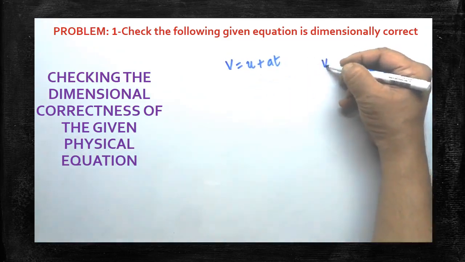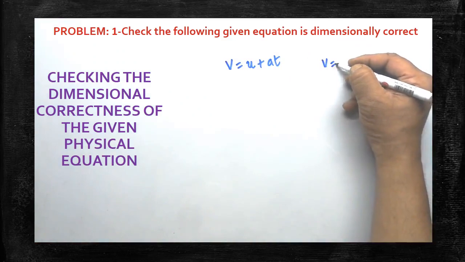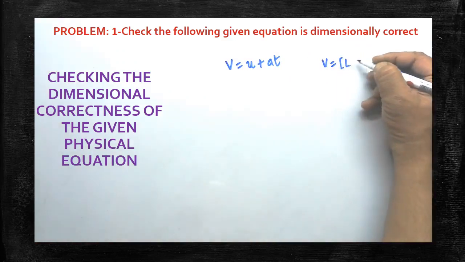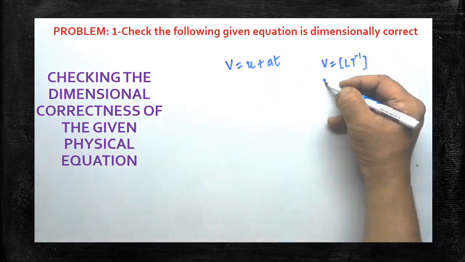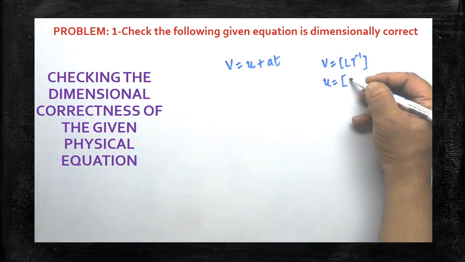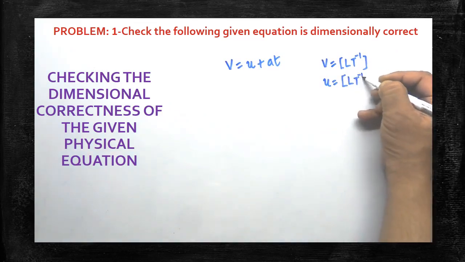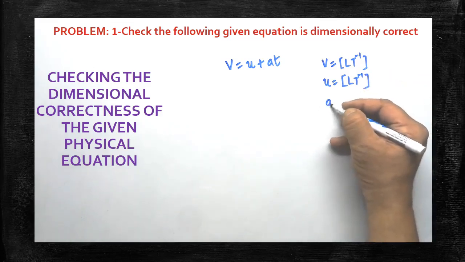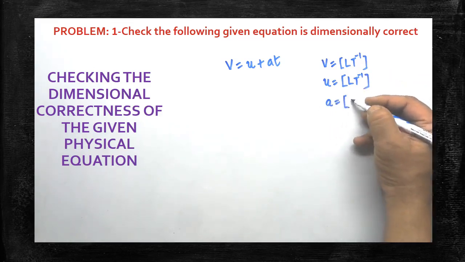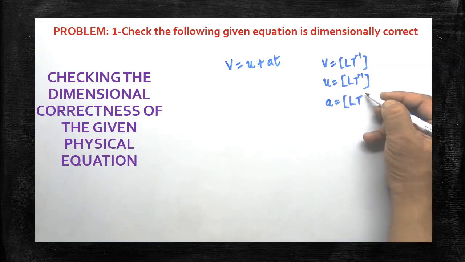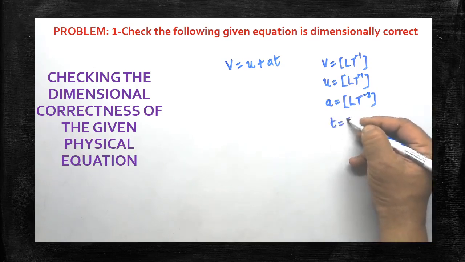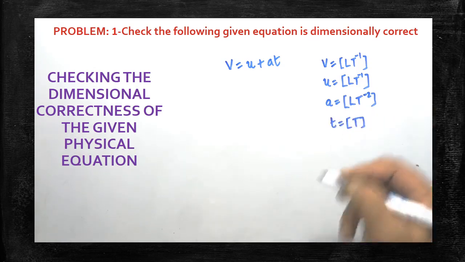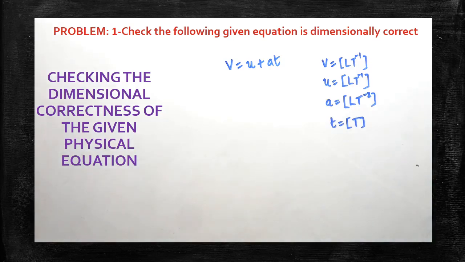What is V? Final velocity. Its dimension is LT power of minus 1. U is nothing but initial velocity. Its dimension also can be written as LT power of minus 1. What is A? Acceleration. The dimension of acceleration is LT power of minus 2. What is T? Time. Its dimension is T. So now we know the dimensions of all the quantities.